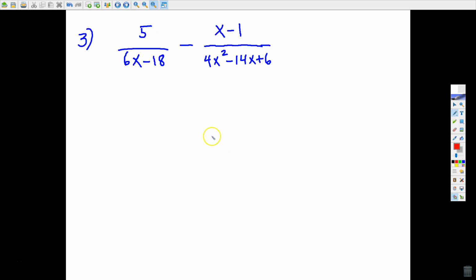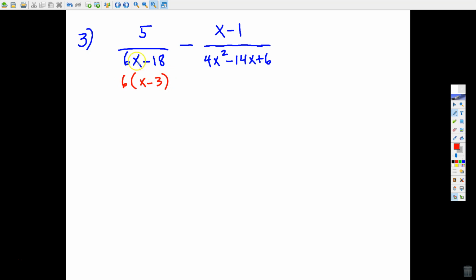Let's move on to number 3. Now we're subtracting two fractions that do not have the same denominator. So we learned years and years ago that before we can add or subtract two fractions, they have to have a common denominator. Well, to find that lowest common denominator, we need to go ahead and factor these, and that will make it easier for us to find the LCD.